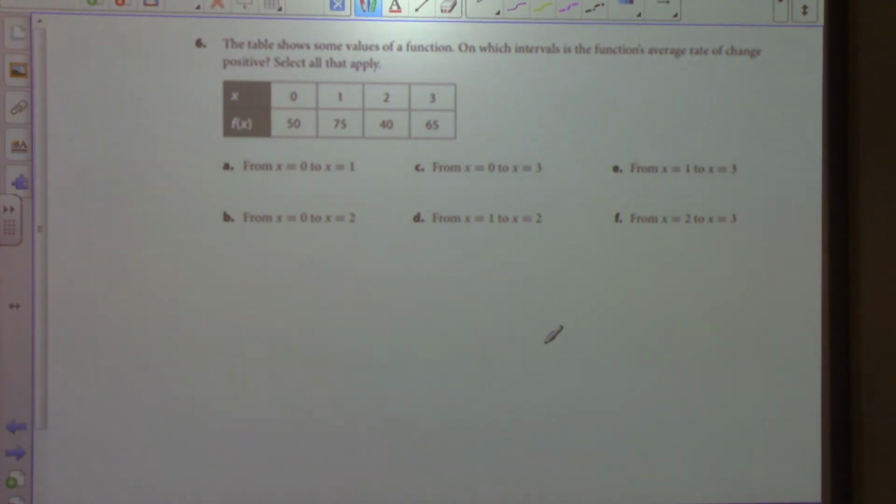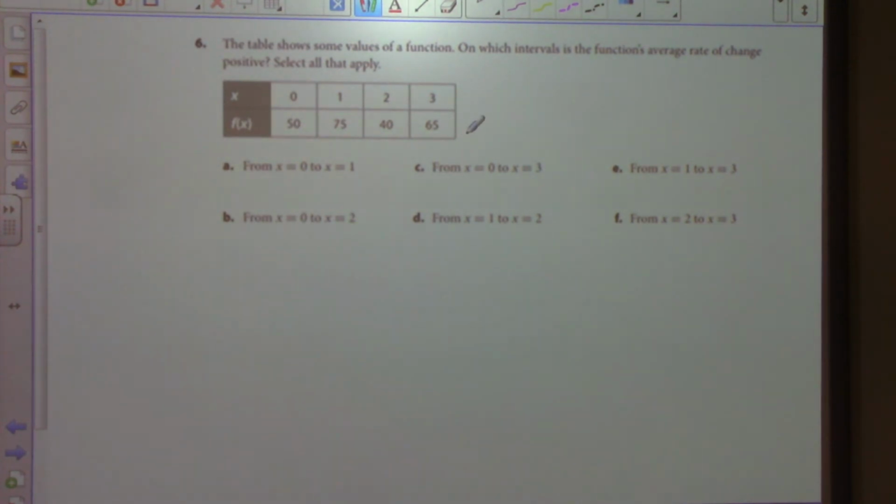So here we're talking about average rate of change, one of the things we talked about yesterday, right? And so we're just looking at certain intervals. On which intervals is the function's average rate of change positive, select all that apply. So we should be able to look at this and go through these 6 pretty quickly. So from x equals 0 to x equals 1, do we have a positive rate of change or not?